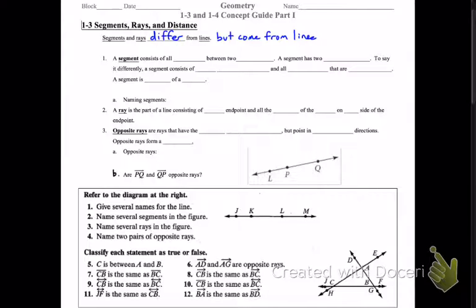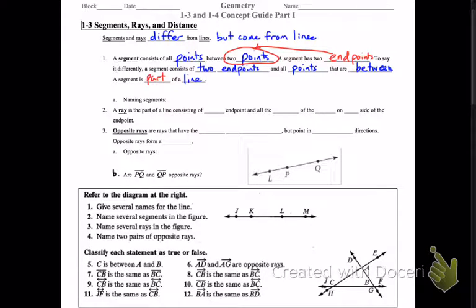A segment consists of all points between 2 points. A segment has 2 end points. The end points are the 2 points that it talks about when it says it's all the points between the 2 points. Another way you can say this is a segment consists of all points between 2 end points. Or, said differently, a segment consists of 2 endpoints and all the points in between. Okay? A segment is part of a line. All of those statements together are true.